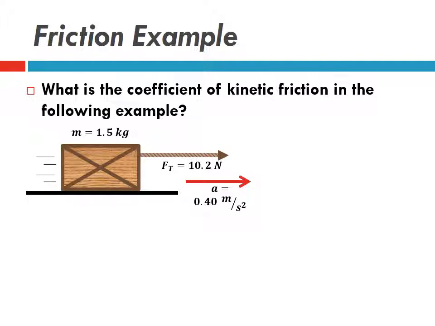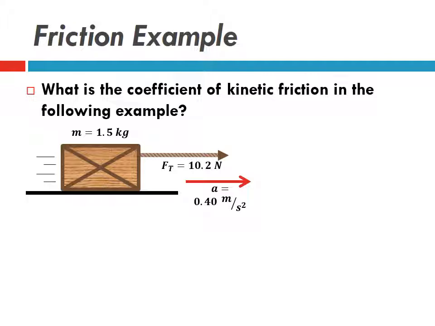In this example, we have a 1.5 kilogram box that's being pulled by a force of 10.2 newtons, and it has an acceleration of 0.40 meters per second squared. So the question is, what is the coefficient of kinetic friction in this example? So we know that it's sliding because it is moving and it is accelerating.